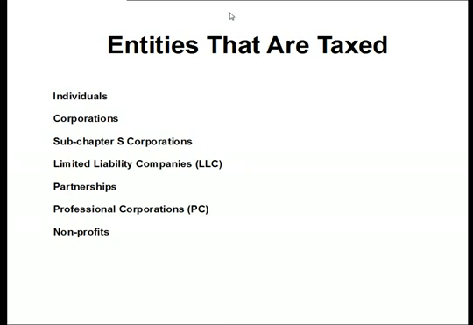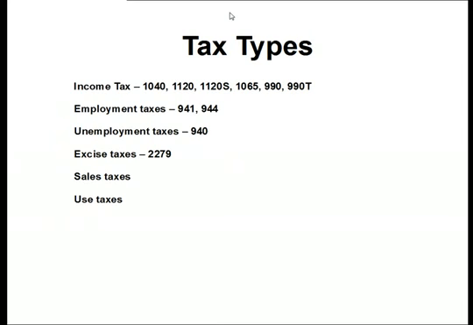Okay, so that's a little bit of information about entities. Let's talk about tax types. First of all, income tax. What you see on the screen here are the different forms that are filed to report income tax. Individuals and married couples, families, head of households, use a Form 1040, which is broken down further into 1040EZ, 1040A, or 1040 long form to report their income taxes every year.